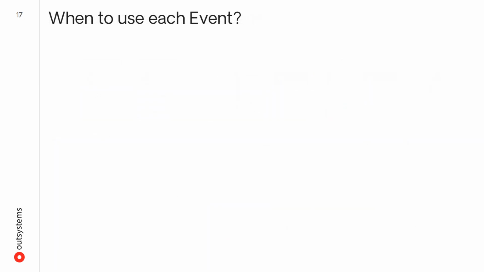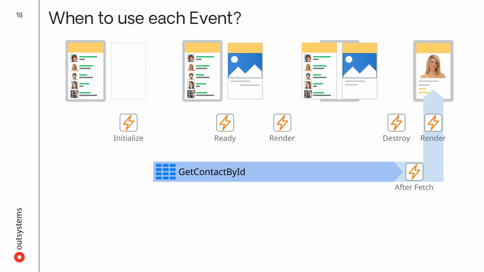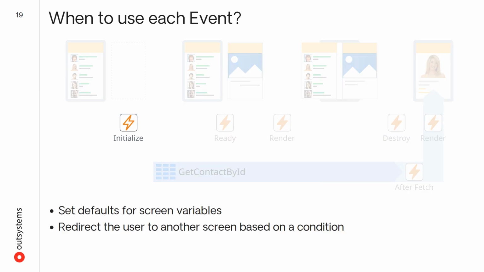So far, we've discussed the lifecycle and when each event is triggered during this lifecycle. Let's now see some common use cases for each one of these events. Regarding the on-initialize, since at this point the DOM is not yet available, the main use cases hinge on setting defaults for variables in the screen that will be shown to the user or passed to other blocks. Another use case is to redirect the user to another screen based on a given set of conditions, such as the user is not authenticated.